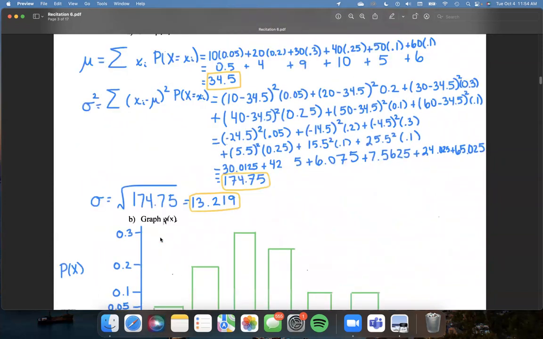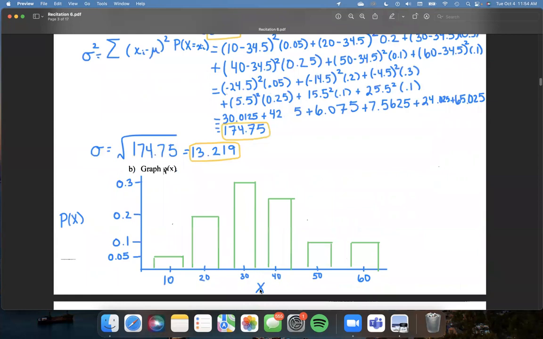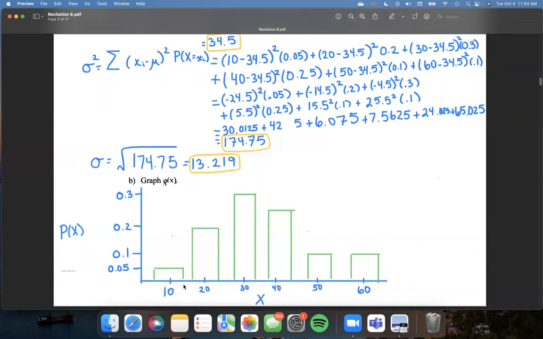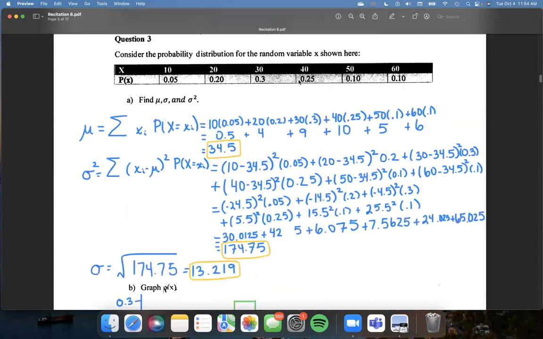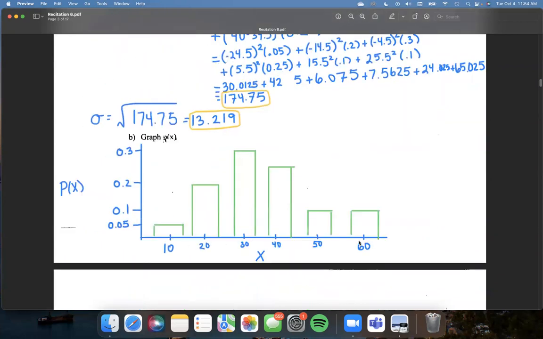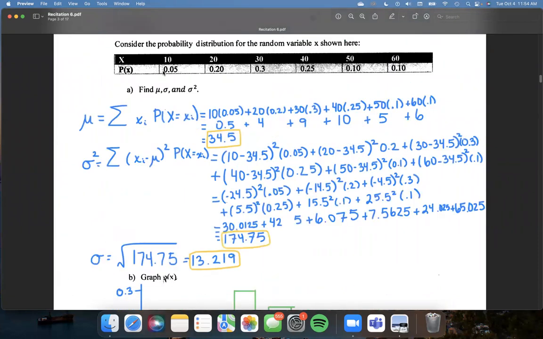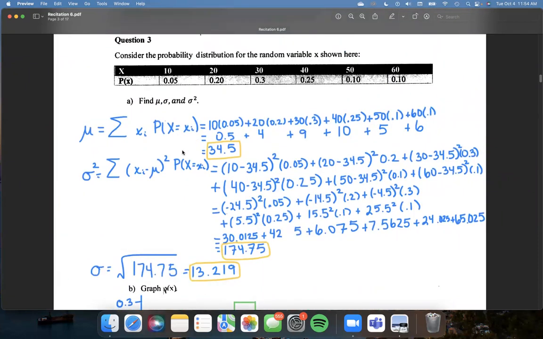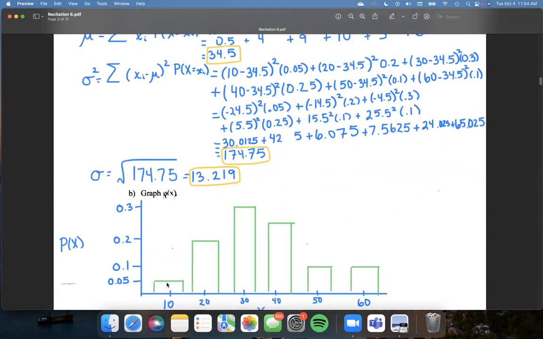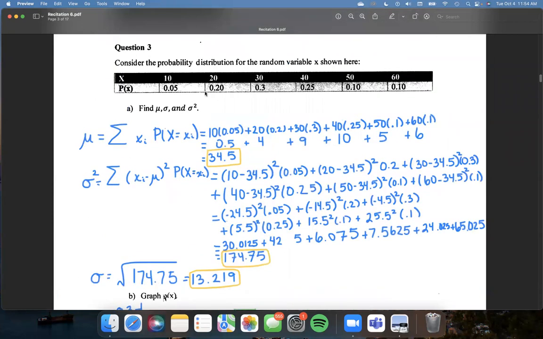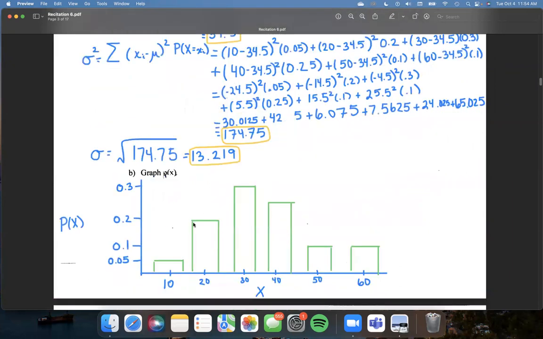So we have that on our y-axis, and we have our x's on our x-axis. So we have that x can take value 10, 20, 30, 40, 50, 60. And then we'll have our probabilities here. So when I go through and do it, first let's do 10. So the probability that x equals 10 is 0.05. So that will be the height of that bar. And then we have 20. The probability x equals 20 is 0.2. So that would be here. And then the probability that x equals 30 is 0.3.